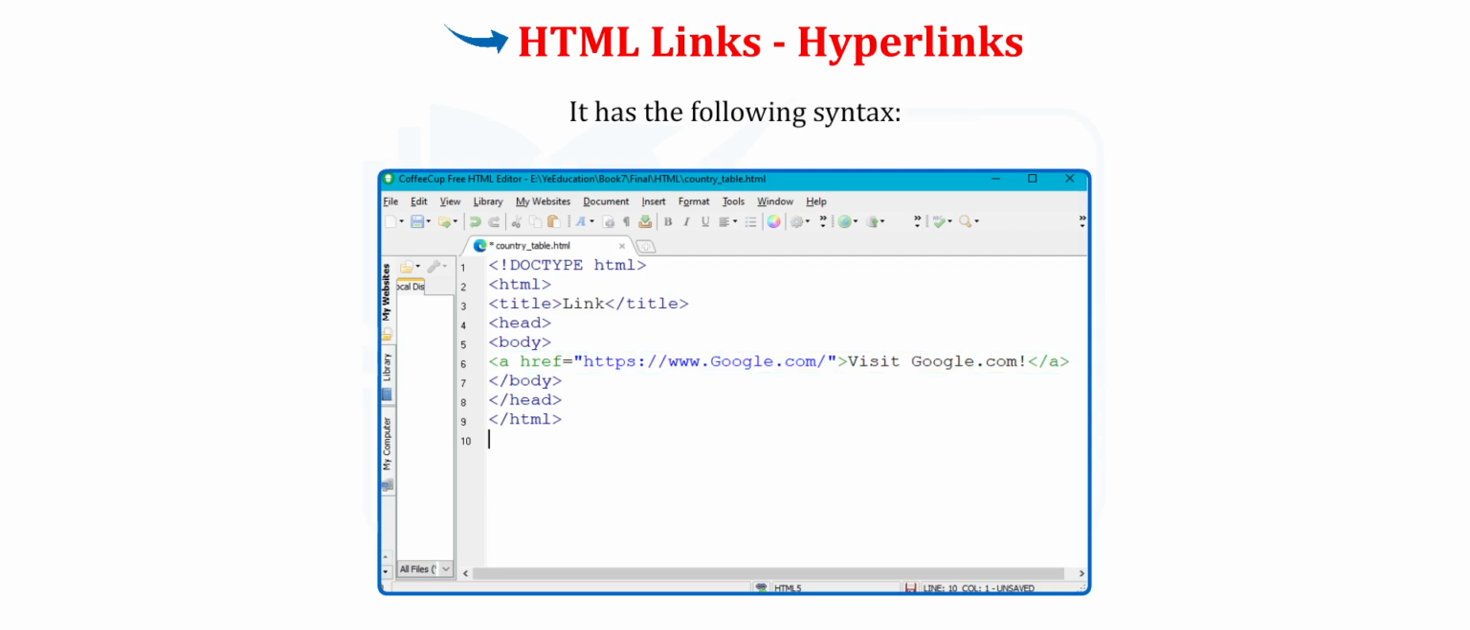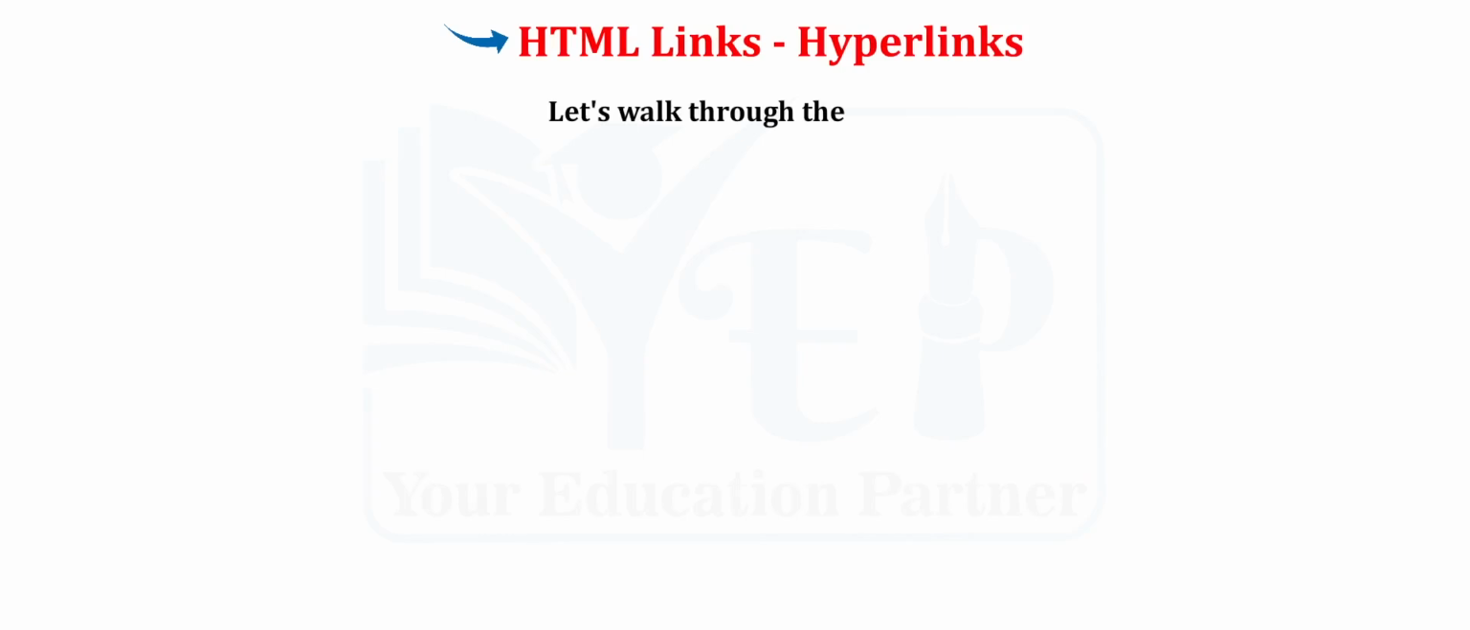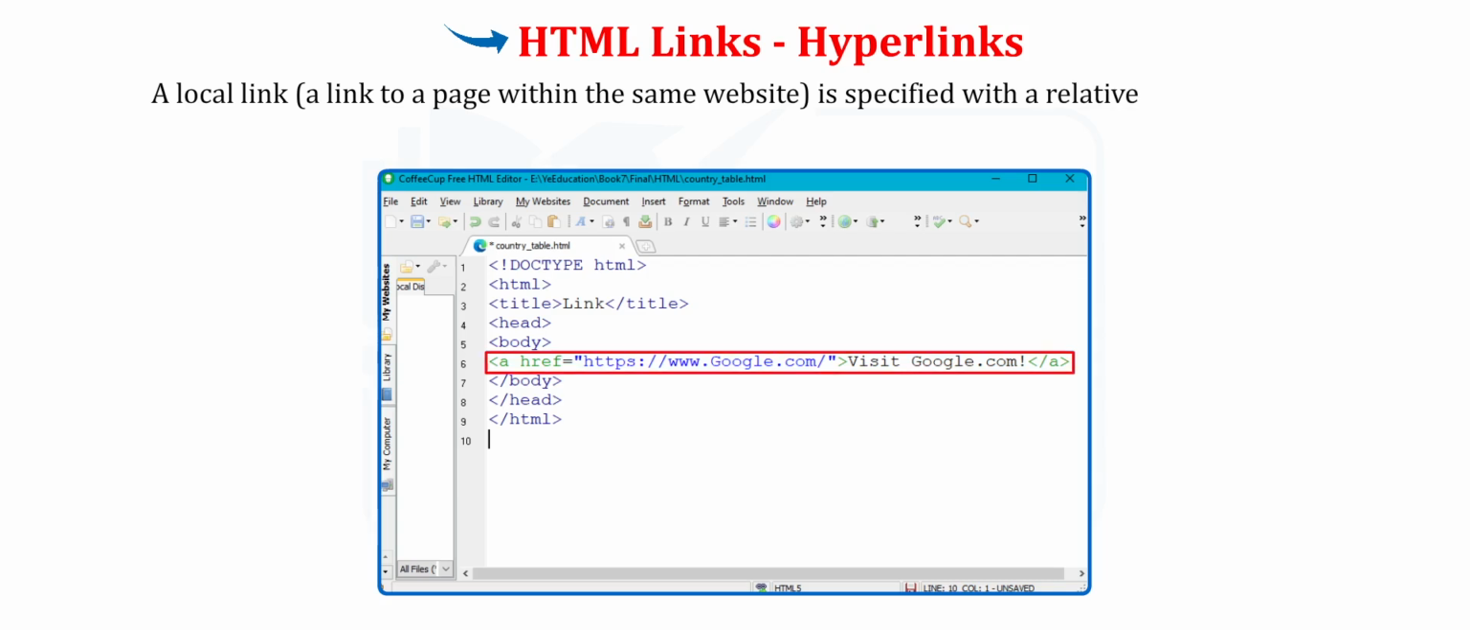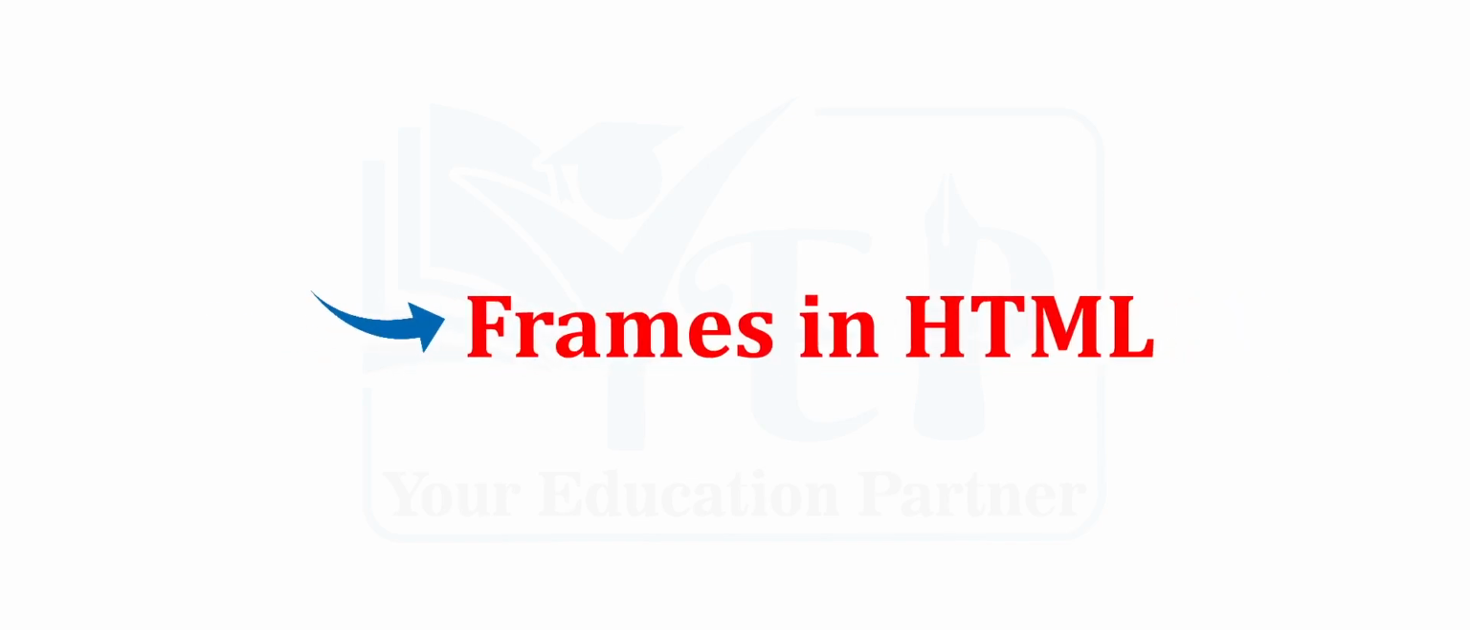The HTML A tag defines a hyperlink. It has the following syntax. Let's walk through the code. Line 6: the A tag and its attribute href is used to create a link to google.com. The text visit google.com is hypertext. A local link, a link to a page within the same website, is specified with the relative URL without the HTTPS www part.